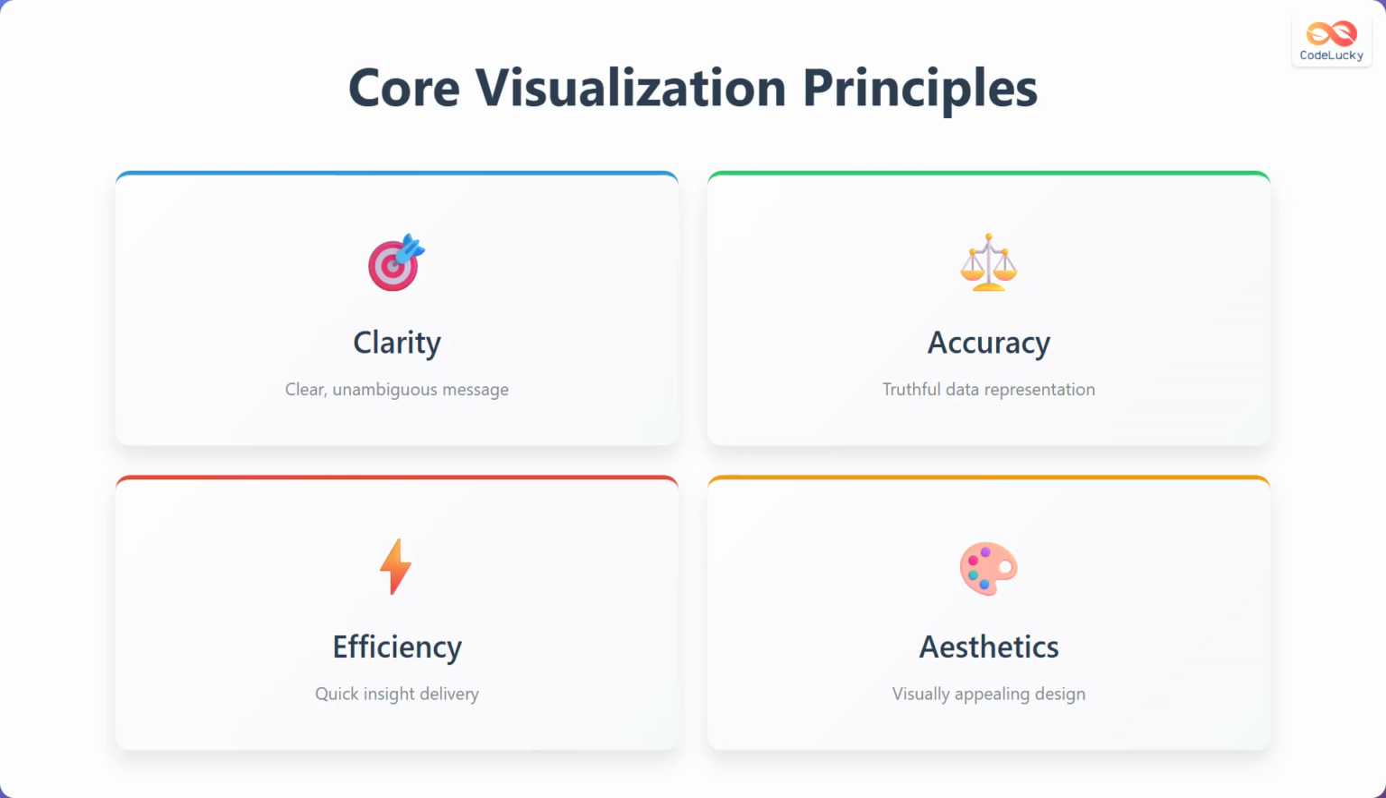Let's look at the core principles that guide effective data visualization. First is clarity, meaning delivering a clear and unambiguous message. Second is accuracy, emphasizing truthful data representation. Third is efficiency, focusing on quick insight delivery. And fourth is aesthetics, ensuring a visually appealing design that enhances understanding. These principles form the foundation for creating impactful visualizations.